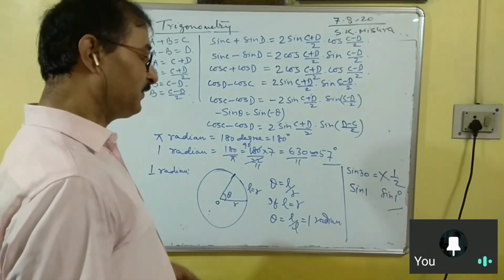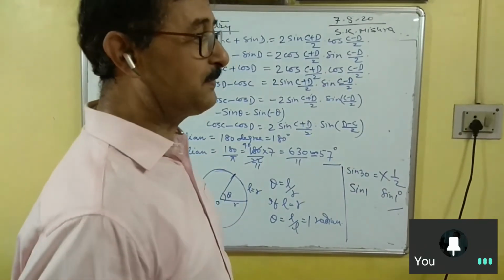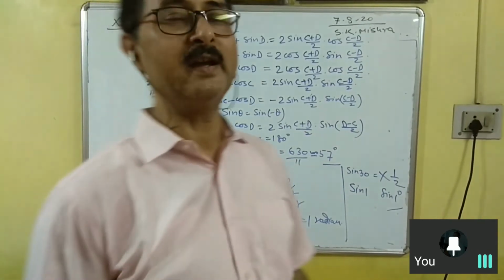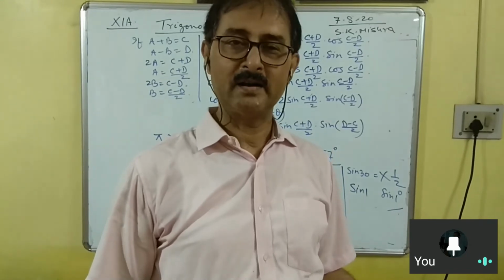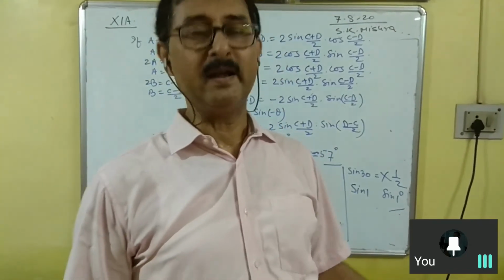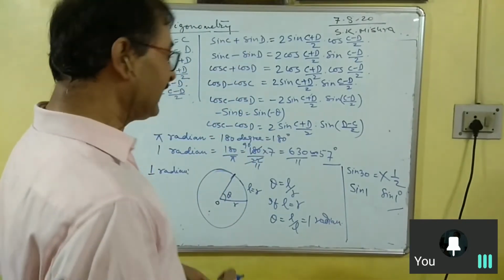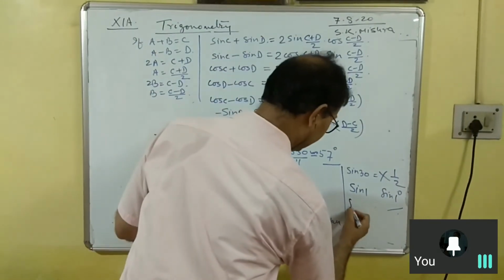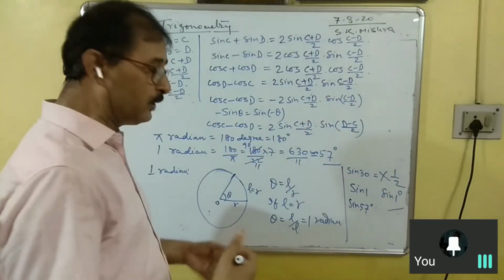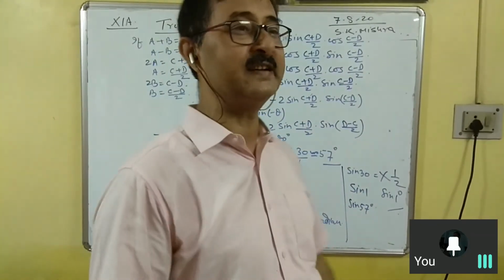If I am telling sine 1, if I am telling sine pi, nobody will say sine pi radian. Sine pi, and it's understood that pi means pi radian. So similarly, sine 1 means sine 57 degree. And the value of sine increases with the increase in angle theta.